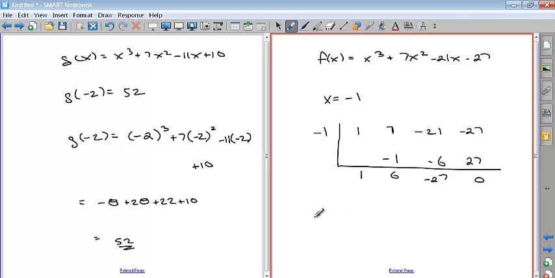So I'm going to have this x plus 1 is the factor times some quadratic thing. And that quadratic thing is going to be x squared plus 6x minus 27. So can we factor this second part? Yes.